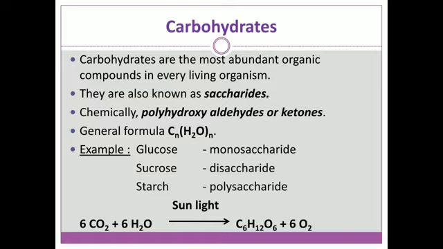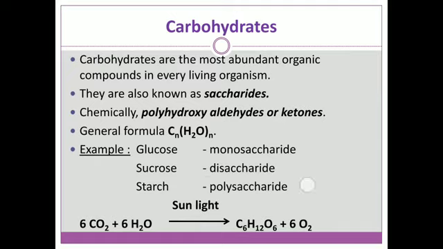Some common examples are given in this slide for carbohydrates, namely glucose, sucrose, starch, etc. Generally, carbohydrates are synthesized by green leaves during photosynthesis. Already we know what is photosynthesis. Photosynthesis is a complex process in which sunlight provides necessary energy to convert carbon dioxide and water into glucose and then oxygen. Glucose is then converted into other carbohydrates and is consumed by animals.